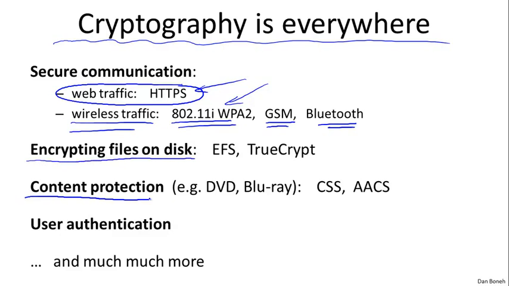It's also used for content protection. For example, when you buy DVDs and Blu-ray discs, the movies on these discs are encrypted. In particular, DVD uses a system called CSS, the Content Scrambling System, and Blu-ray uses a system called AACS. We'll talk about how CSS and AACS work. It turns out that CSS is a fairly easy system to break, and we'll do some cryptanalysis and actually show how to break encryption that's used in CSS. Cryptography is also used for user authentication and many other applications that we'll talk about in the next segment.